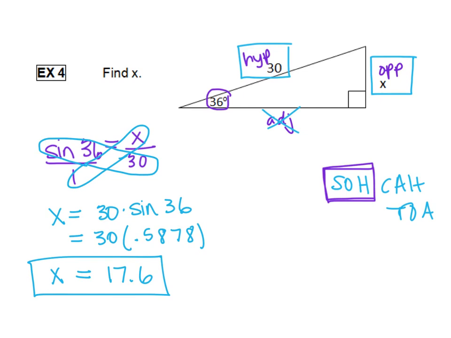So hopefully it made sense why we use the sine function versus the cosine or tangent. We had to look at the information we were given. We had the opposite and hypotenuse sides, and sine is the only one that uses the opposite and hypotenuse together.